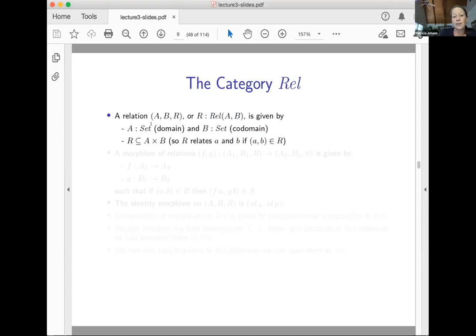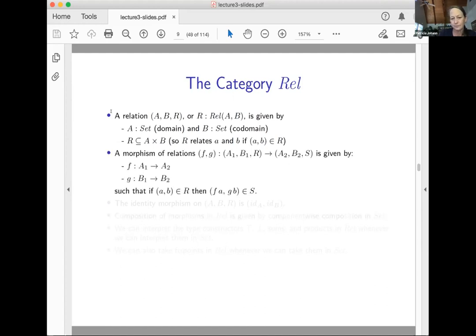So a relation, which is a triple, or sometimes, as you have seen, I write it like this, is given by a set A, a set B, and just a normal, everyday, ordinary relation on A and B. So this part should be making your brain relax a little bit. This is really familiar, hopefully. What are the morphisms in this category?